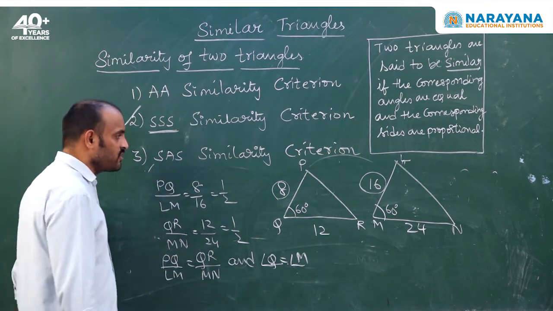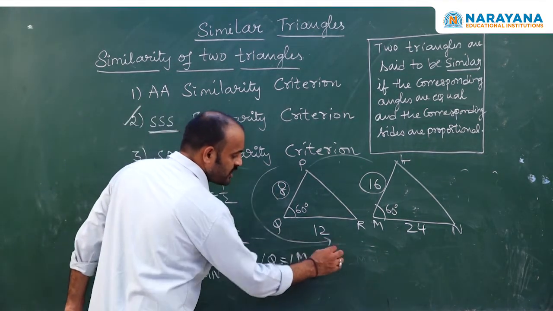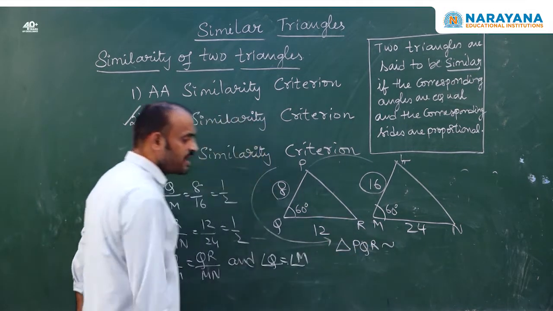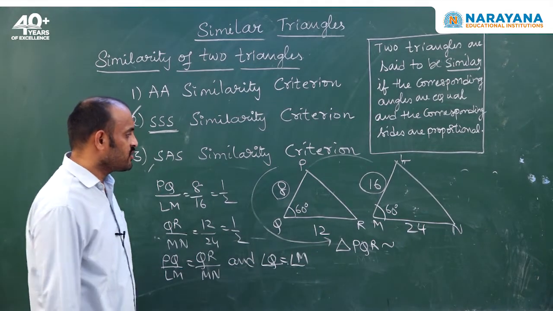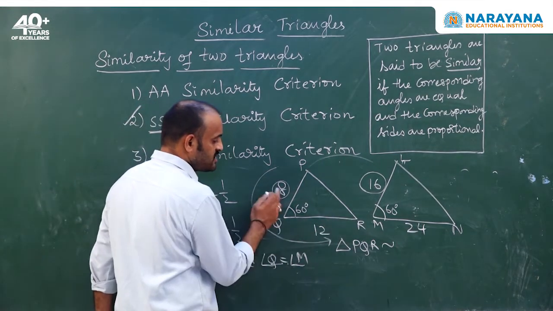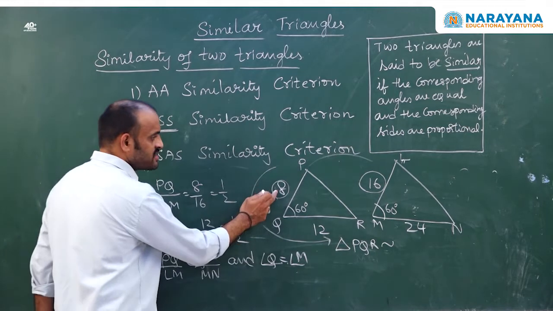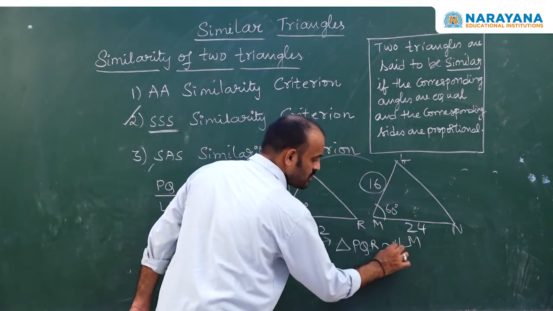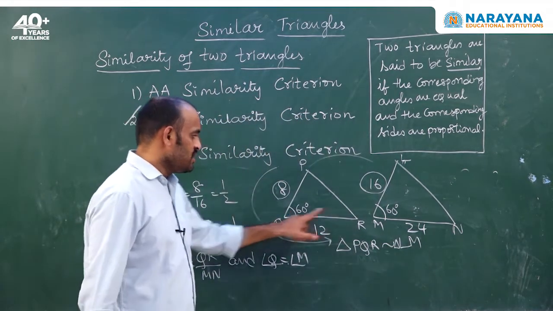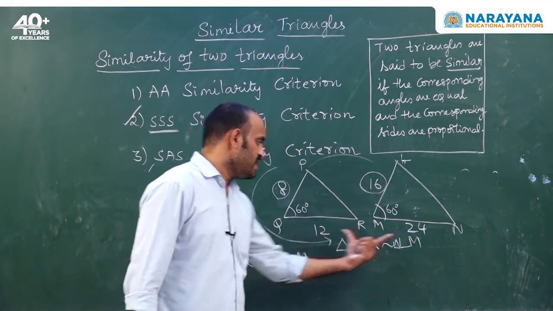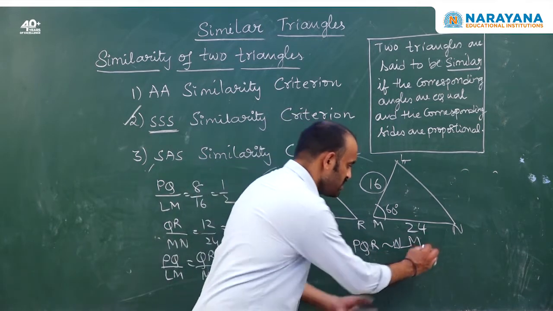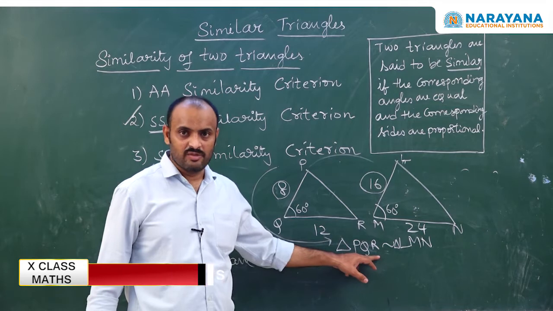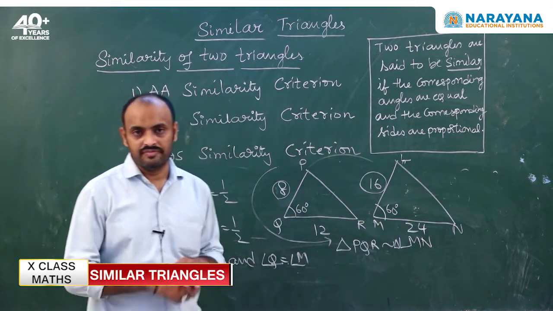Now, in which order do we need to write? For example, if I write triangle PQR is similar to... PQR: 8, 60, 12. For 8, what is the corresponding side? 16, that means LM. For QR, what is the corresponding side? MN. Therefore, triangle PQR is similar to triangle LMN.